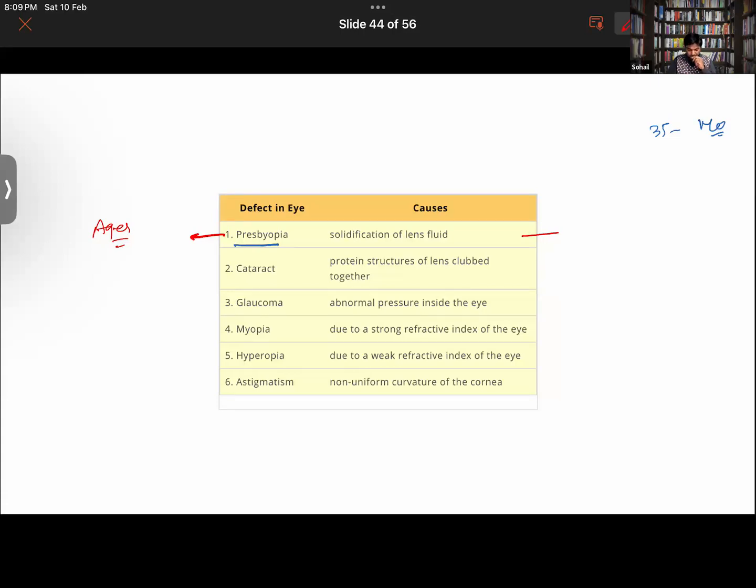Then you have cataract. In cataract, basically what happens? Protein structures of the lens clump together. The lens has some protein structures in it, and if they solidify and come closer to each other, they form a foggy layer above the lens.